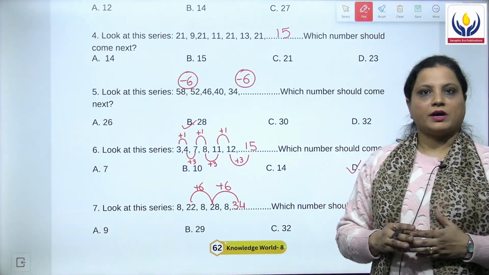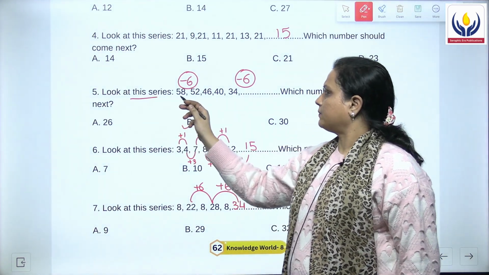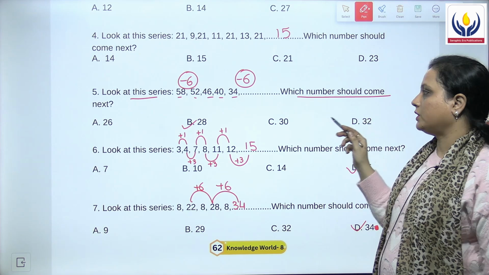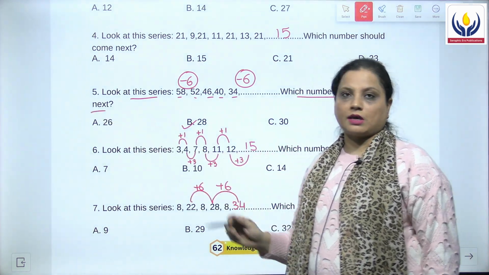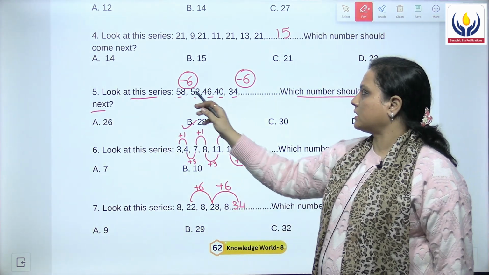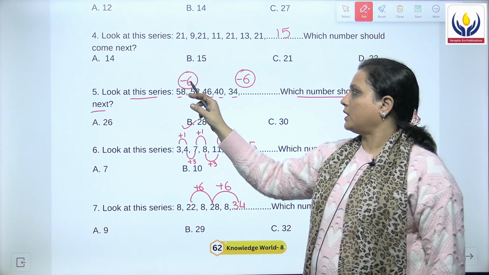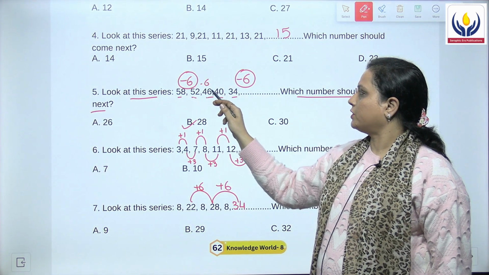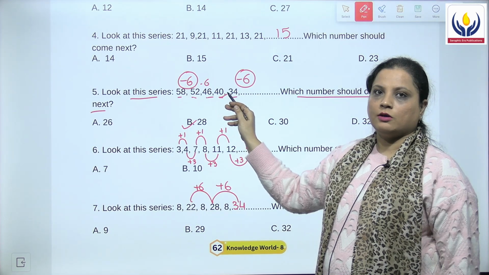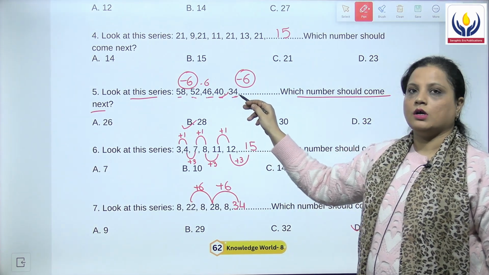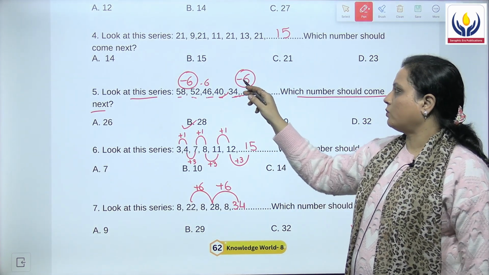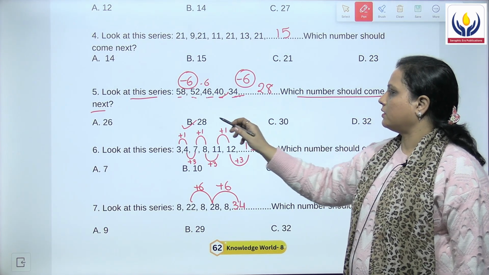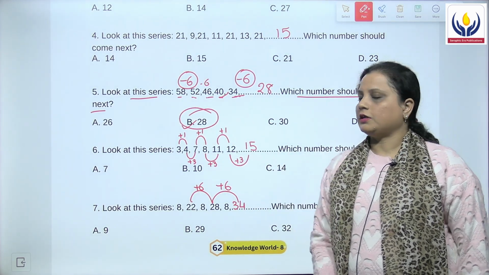So question number 5 is, look at this series 58, 52, 46, 40, 34. Which number should be the next? And if you notice carefully, they are subtracting 6 from every number. 58 minus 6 is 52, 52 minus 6 is 46, 46 minus 6 is 40, and 40 minus 6 is 34. Then if you subtract 34 minus 6, the answer is 28, and hence the answer here is B, 28.